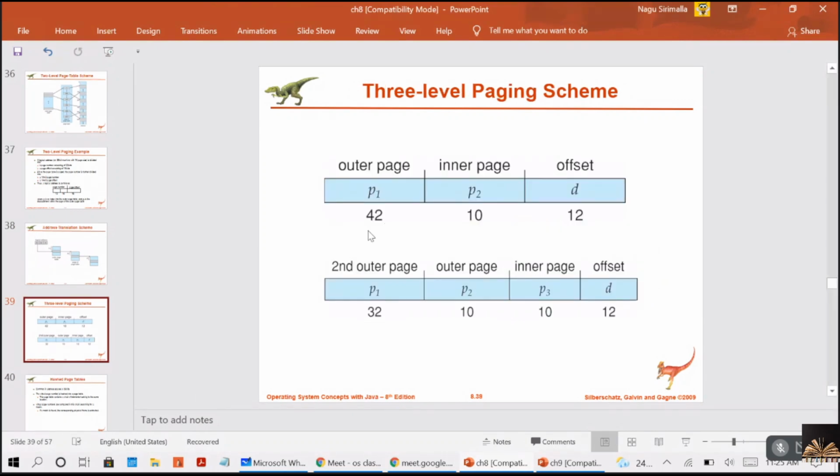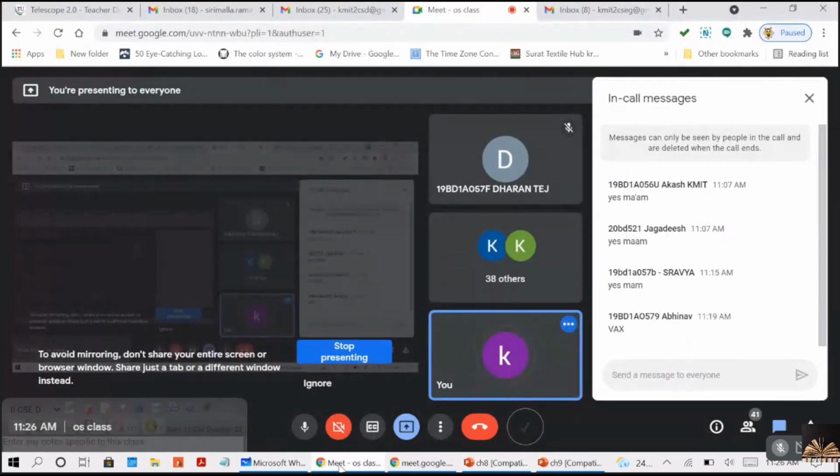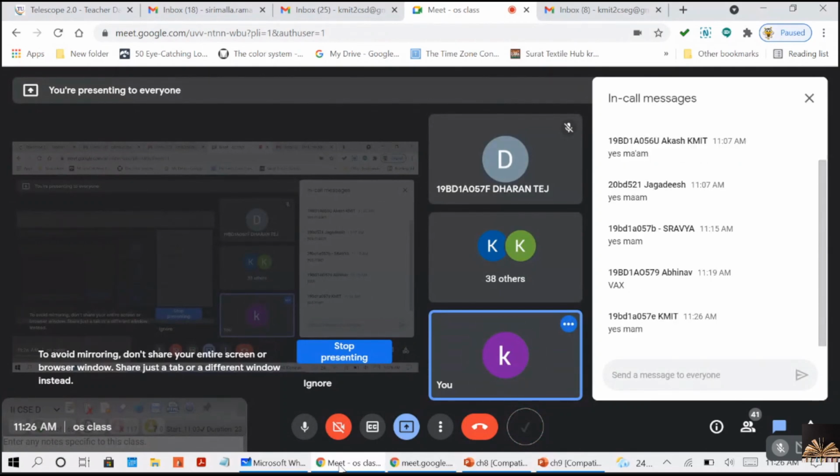Here, look, 52 bits are representing the page number. Then I can break this. Here second outer, this is outer, inner, like this I can break up to so many levels, right? To make the searching very easier. So that is all about your hierarchical paging, guys. Is it clear for you all now? Yes or no? Do let me know, guys, is it clear for you all, the hierarchical paging? Can I move to the next one?